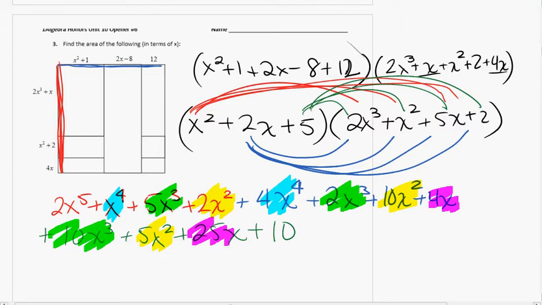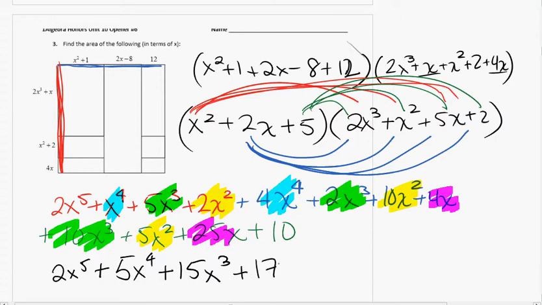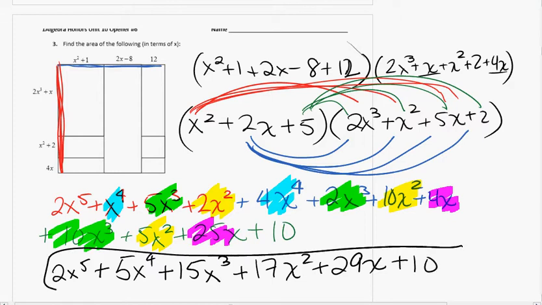All right, so rewriting this now, 2x to the 5th plus 5x to the 4th, because I have 1x to the 4th here and 4 over there, plus, looking at my x to the 3rds in green, 15x to the 3rd. My x squareds are in yellow, so I have 2 plus 10 plus another 5 is 17x squared. x is in purple. I got 29 of those, and I'm left with 10. And this now is the area of those rectangles.